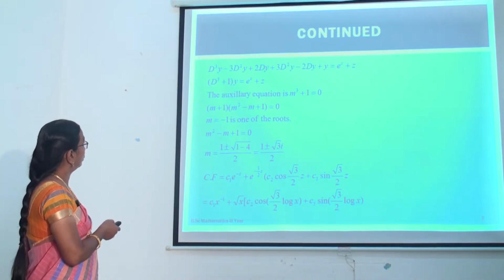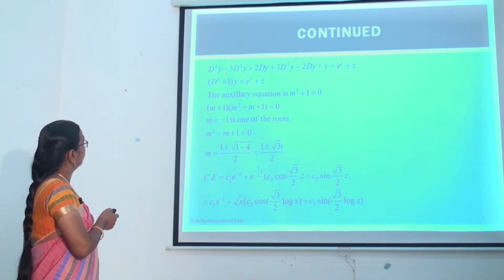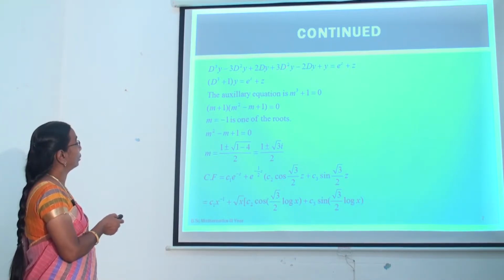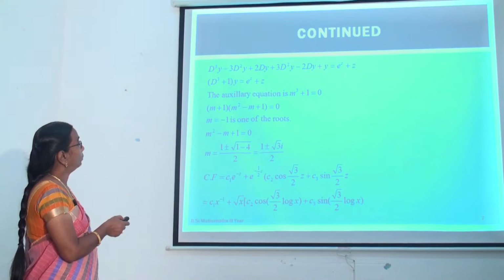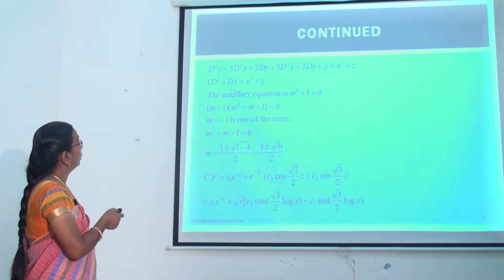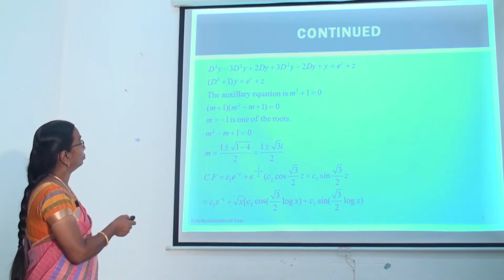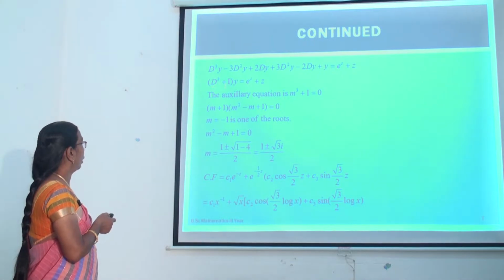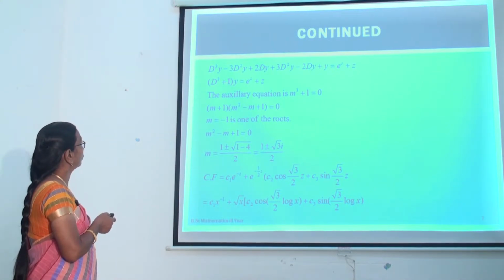D cube y, you expand this: D cube y minus 3D squared y plus 2Dy plus 3D squared y minus 2Dy plus y, that is equal to e power z plus z. Here these two terms are getting cancelled, that is minus 3D squared y and plus 3D squared y, plus 2Dy and minus 2Dy. After that we will get (D cube plus 1) y is equal to e power z plus z.